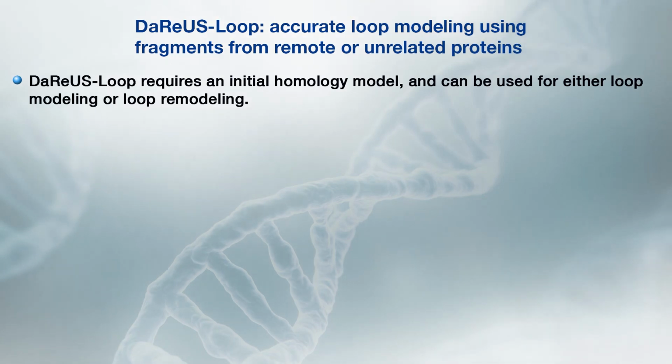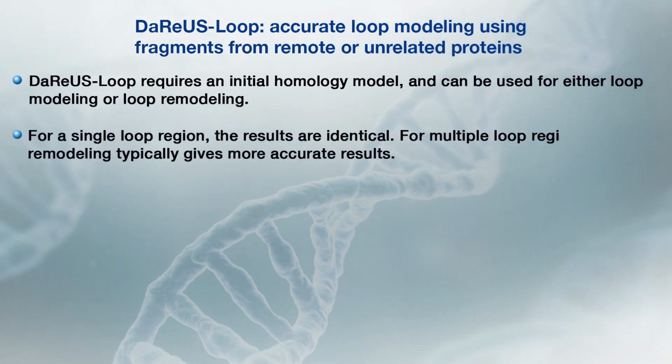So, suppose I have an unknown sequence for which loop modeling is done, and I have 3 loop regions, how many structures will be generated? 3 into 10, 30 loops. DAR-AS loop requires an initial homology model and can be used for either loop modeling or loop remodeling. For a single loop region, the results are identical. For multiple loop regions, remodeling typically gives more accurate results.